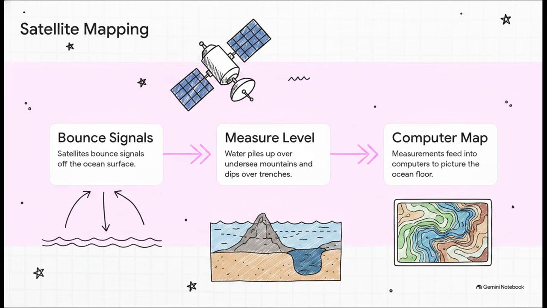But modern satellites? They achieve this global mapping without even touching the seafloor. Instead of bouncing signals off the bottom, satellites actually bounce signals off the ocean's surface. Because water actually piles up slightly over undersea mountains and dips over deep trenches, the satellite can measure these tiny, tiny variations in the surface level. These surface measurements are then fed into a computer, which instantly calculates and produces a super detailed topographic map of the hidden mountains and valleys way below. I mean, measuring the surface to map the bottom, it is absolute ingenuity.